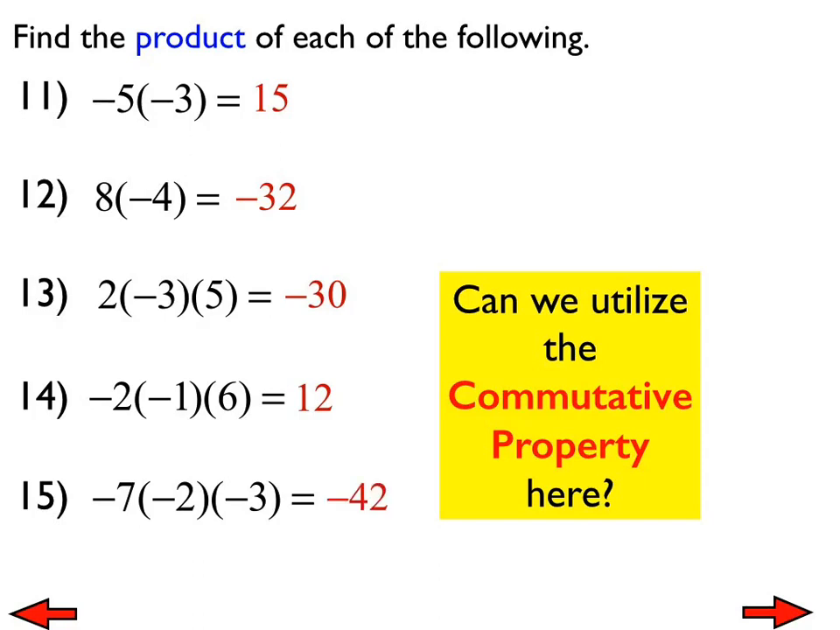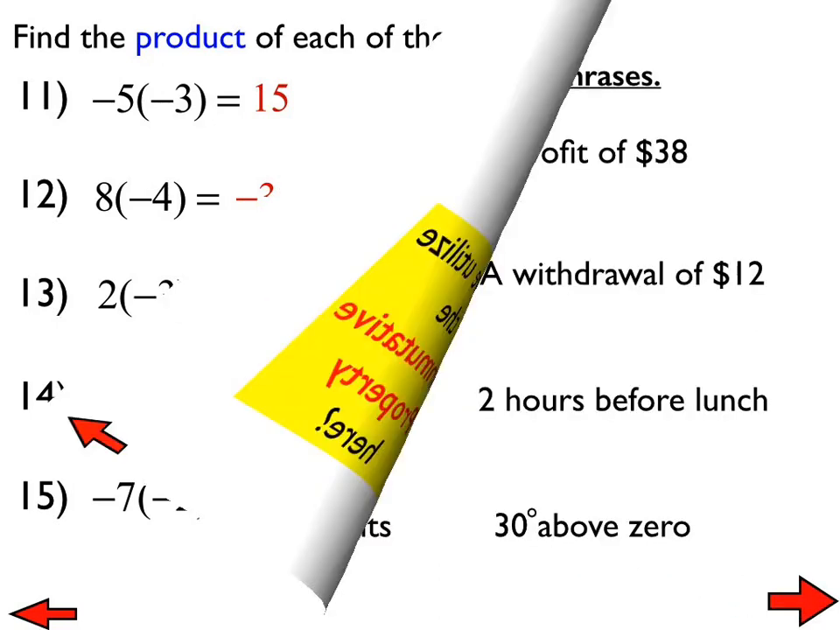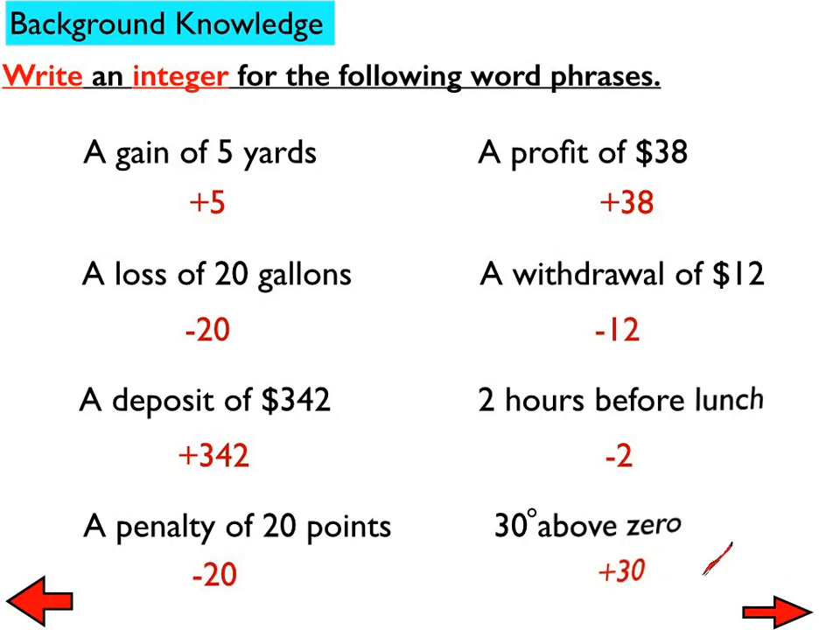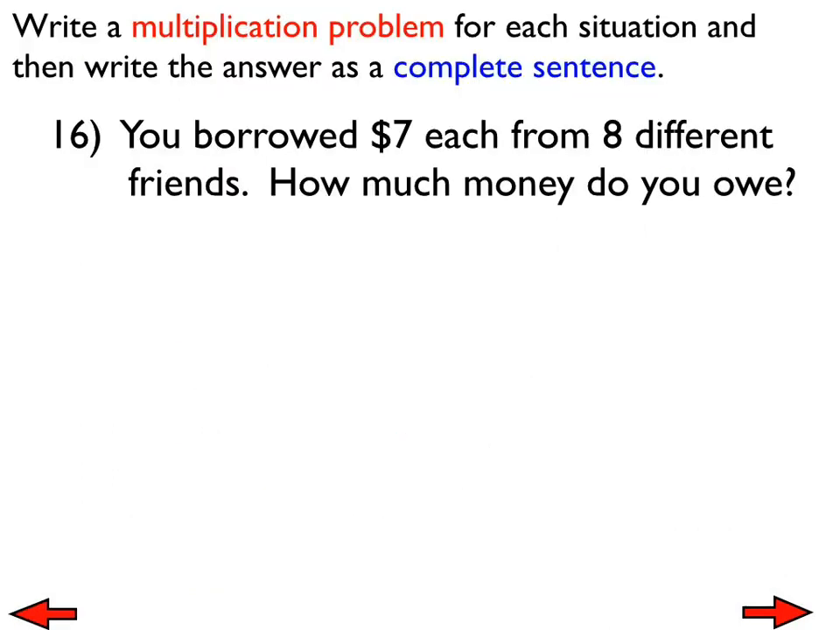Okay? All right, last thing for today, we now take this to word problem situations where we will convert to some sort of math problem and then find the answer from there. Just a little bit of background knowledge. This was from a lesson earlier in the year. It's also from 6th grade. All of these sentences or word phrases can be represented with these integers. And we've run into this sort of idea more than once so far this year. And so now let's take a look at number 16. It says write a multiplication problem for each situation and then write the answer as a complete sentence. We'll do number 16 together.